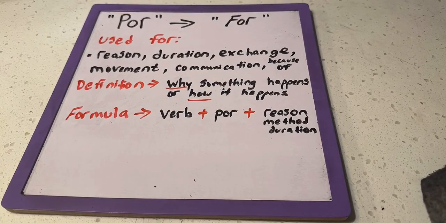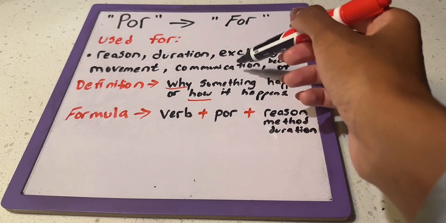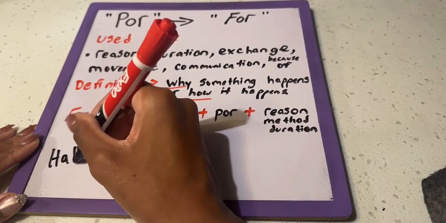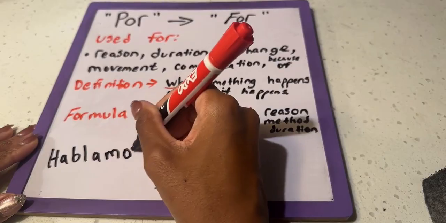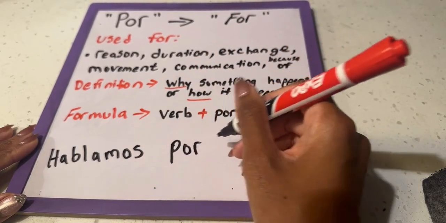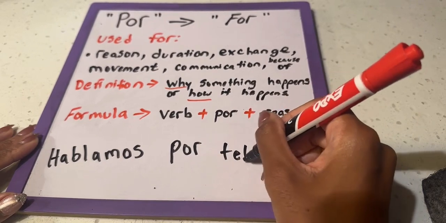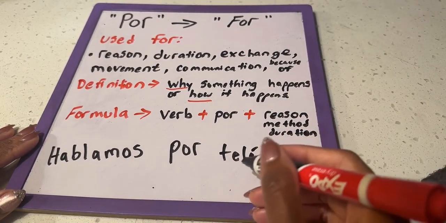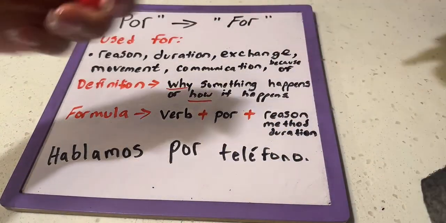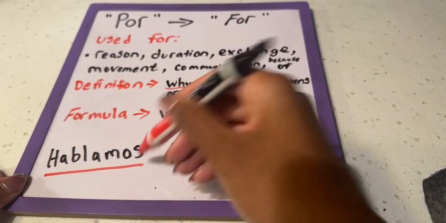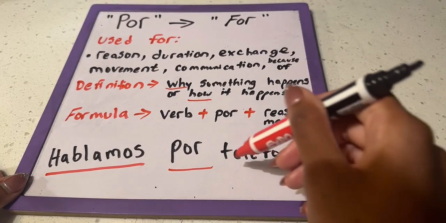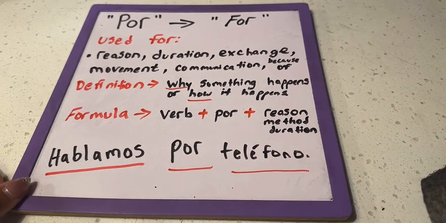Okay. Now let's do communication and method, because that's our last one that we have up here for the usages. So let's say, for example, in terms of communication and method, remember the method, let's look back up at our formula. We have to have the verb. So do we have a verb? Yes, we do. We have hablamos. Do we have the word por? Yes, we do. And do we have a reason, a method, or a duration? A method, that's telephone. That's the method by which you do something. So we already have all three of what we need.